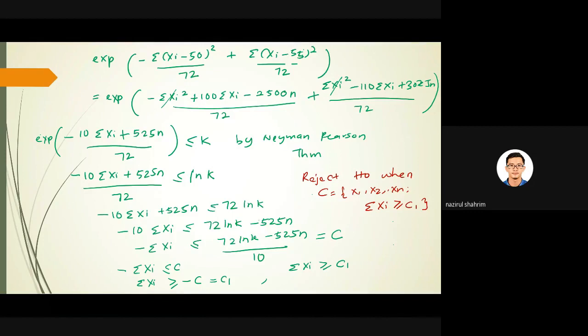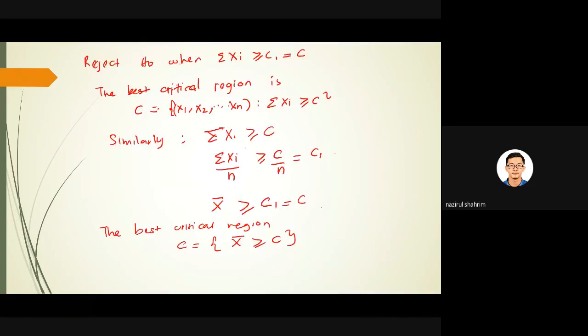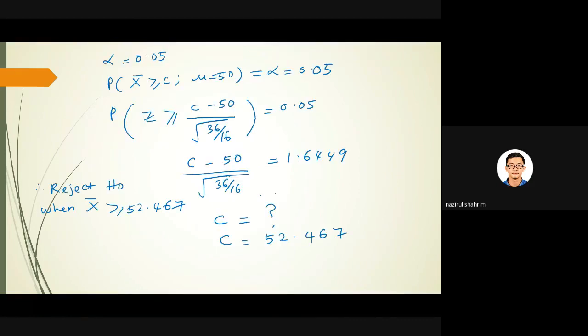And then simplify. So again, you have minus summation Xi. If you have a minus, we will change the inequality so it becomes greater than or equal. Since you want to solve for the normal, change to X bar. So we will reject H0 when X bar is greater or equal to C. So this is the best critical region, X bar greater or equal to C. Given the second part, you already have your alpha. You already know the definition for alpha: rejecting H0 when H0 is true.